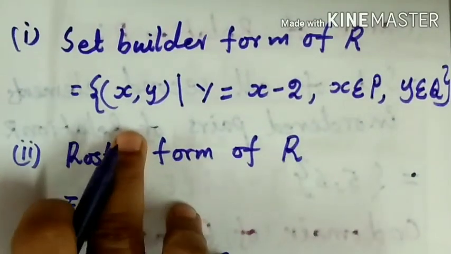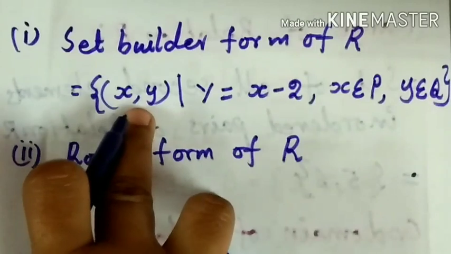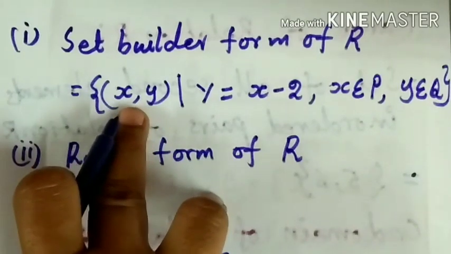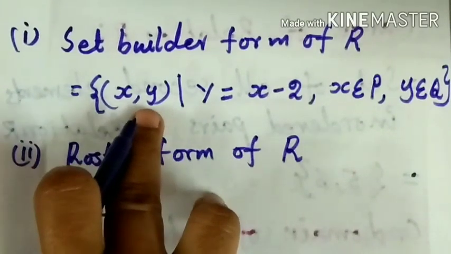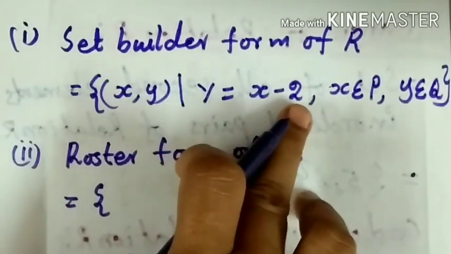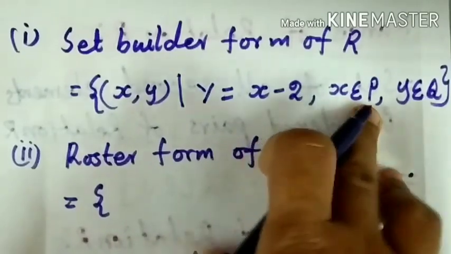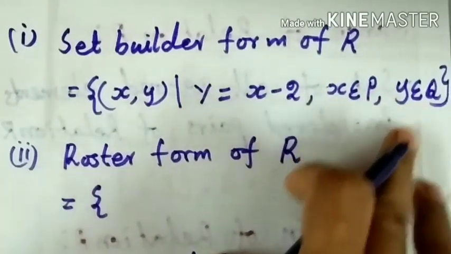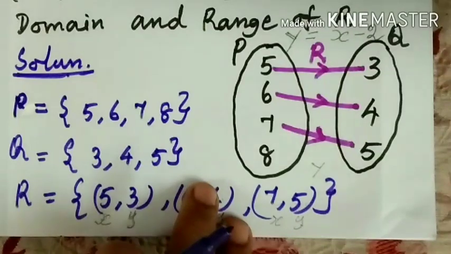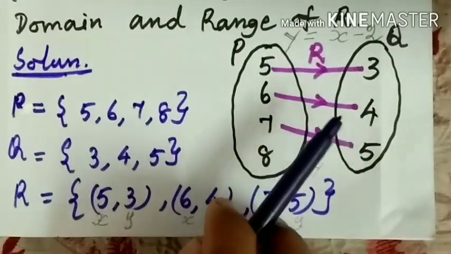This is the answer for set-builder form: R = {(x, y) : y = x − 2, x ∈ P and y ∈ Q}. Then the next subdivision: write the relation in roster form.